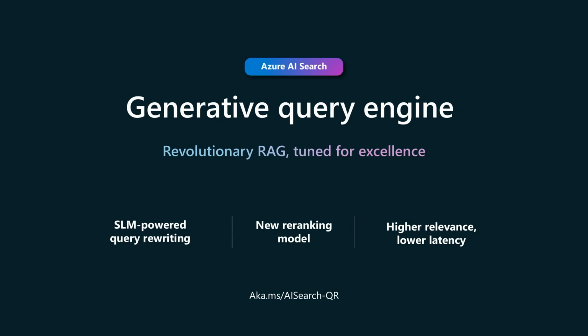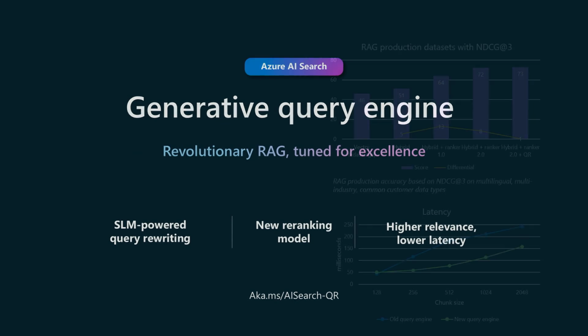So again, you can use this with our new semantic re-ranking model, and not only do you get better relevance, you also get better latency. We did a lot of optimizations, and our query latency actually reduced as well.